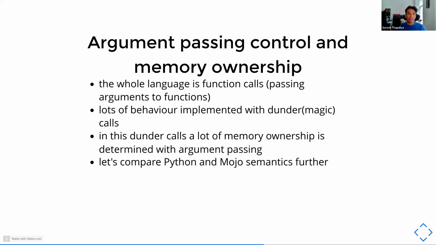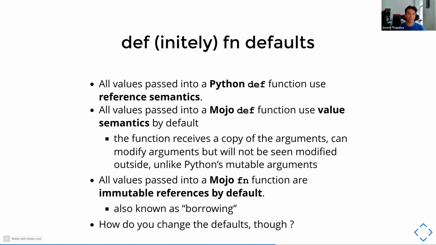So exactly, the whole language is function calls, basically passing arguments to functions. This is the entirety of Mojo. And a lot of behavior is implemented with magic calls. And in these magic calls, the ownership is determined with argument passing. This was the short reference to copy init, move init, the magic methods. Now let's compare Mojo and Python. And hopefully this will clarify things, because sometimes this kind of talk can feel a bit abstract and not make sense.